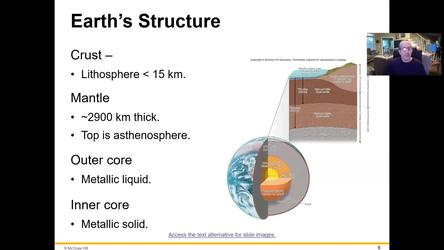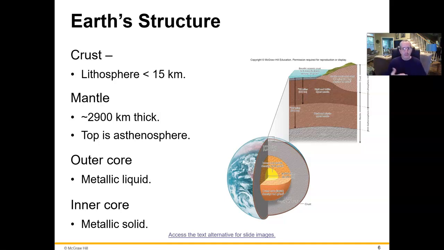So again, we mentioned this in the first chapter, the last chapter that we had a lecture on. The crust is called the lithosphere. It is approximately 15 kilometers deep, give and take. Depends on where you're at and what's on top of it. If you're on the bottom of the ocean, it might be a little thinner. Up in the mountains, it's going to be thicker.